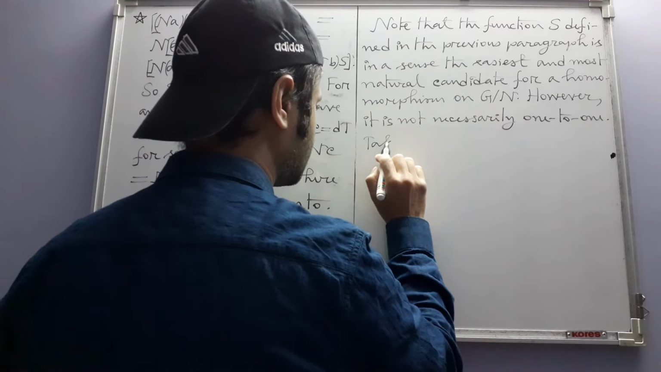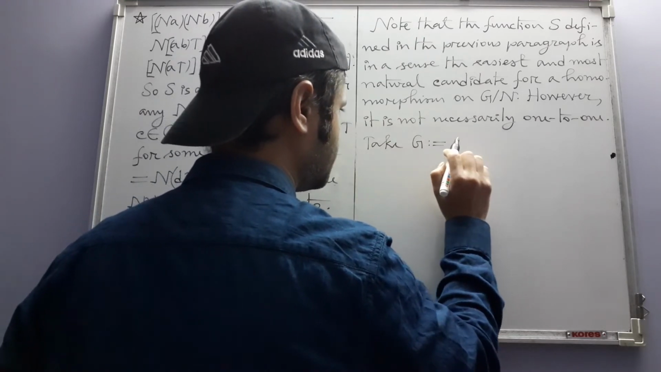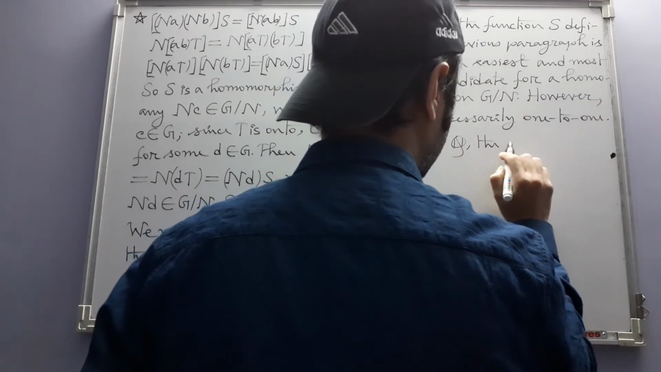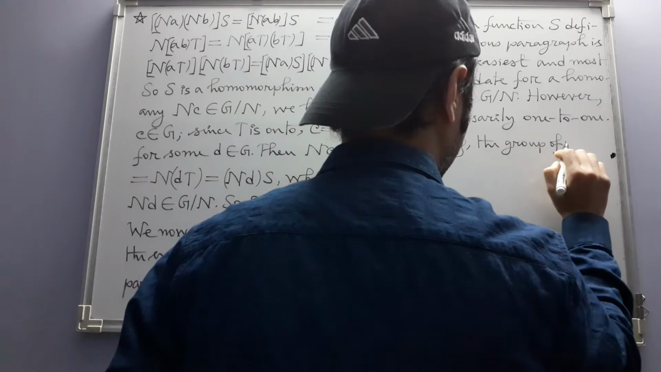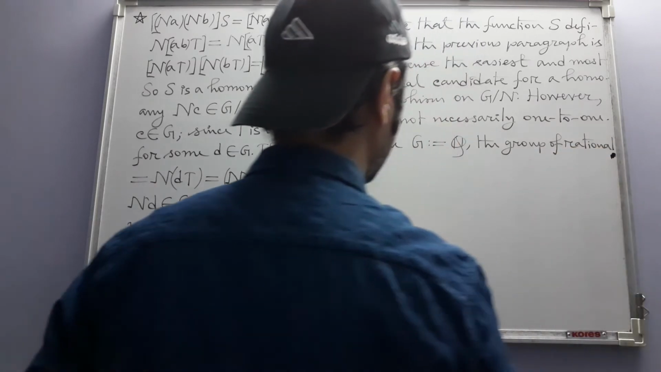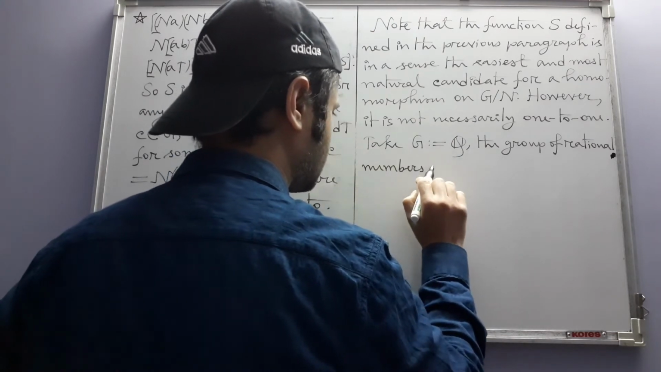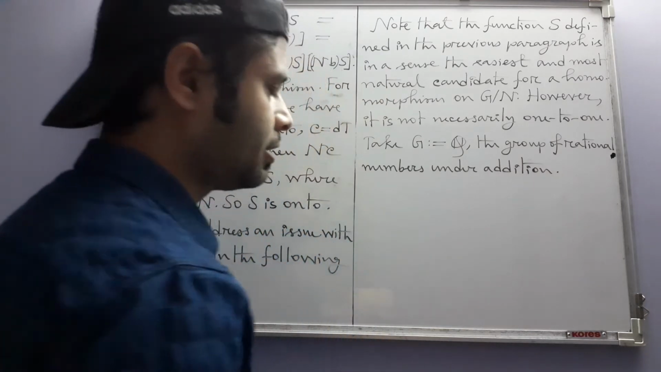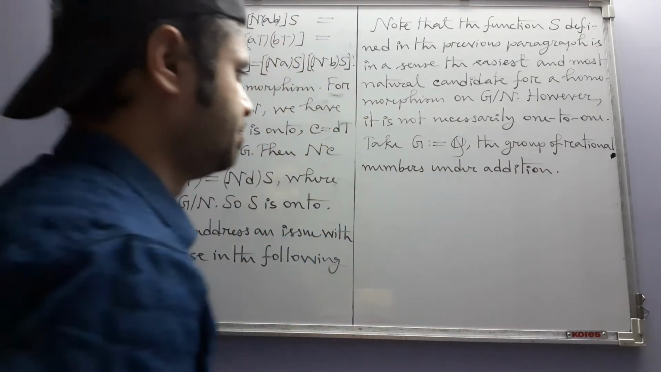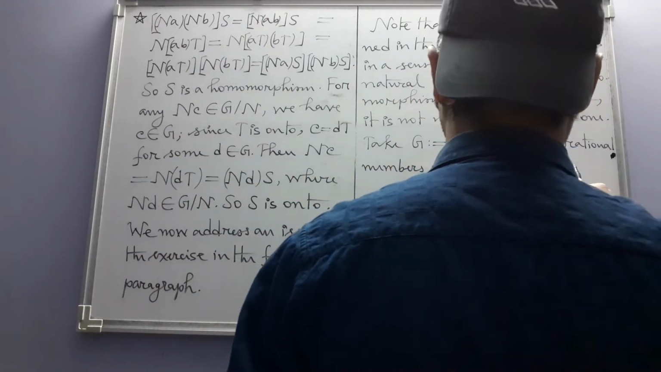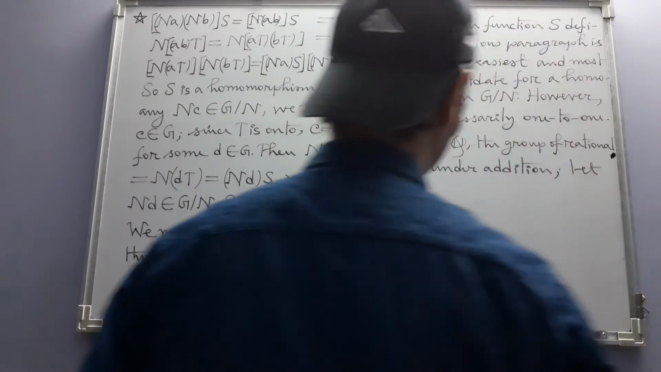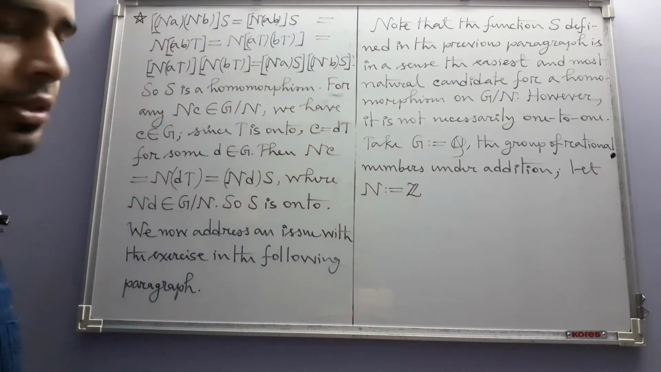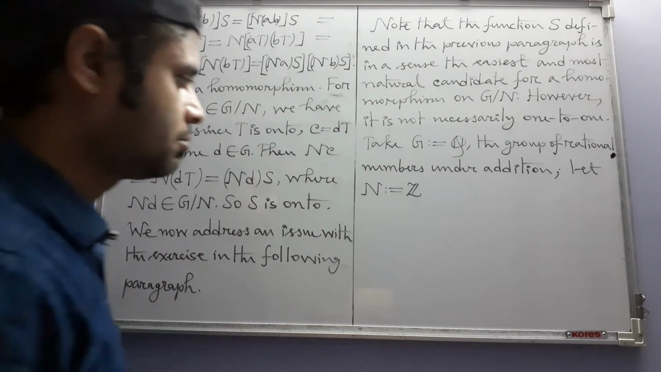Take G equal to Q, the group of rational numbers under ordinary addition of rational numbers. We know that it's a group. In fact, it's an abelian group. Let N be the subgroup of integers. The integers form a subgroup of this group naturally.